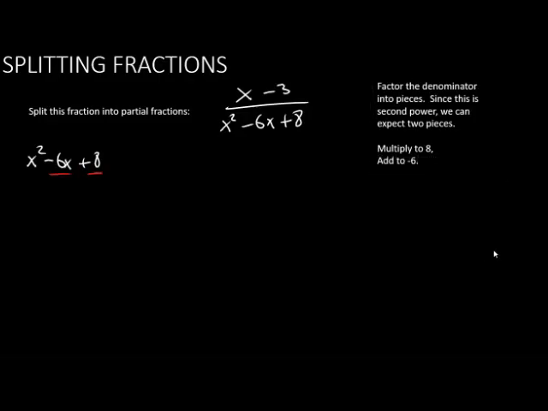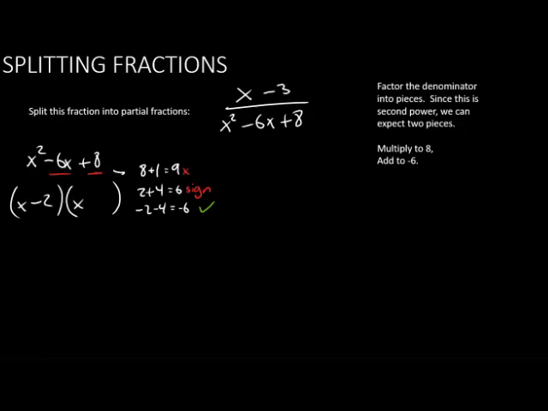The sets of numbers that could multiply to make 8 are 8 and 1, or 2 and 4. If we added 8 plus 1, we would get 9, which is not a match. If we take 2 plus 4, we will get 6, which is also not a match, but it's the right number with the wrong sign. We'll just change our signs to negative 2 and negative 4, and that will give us negative 6, which is a match. Therefore, we can split this second power expression into x minus 2 and x minus 4, because those are the numbers we could add together to make negative 6.